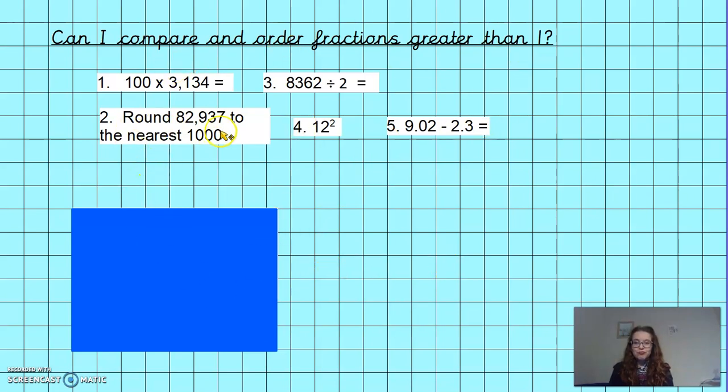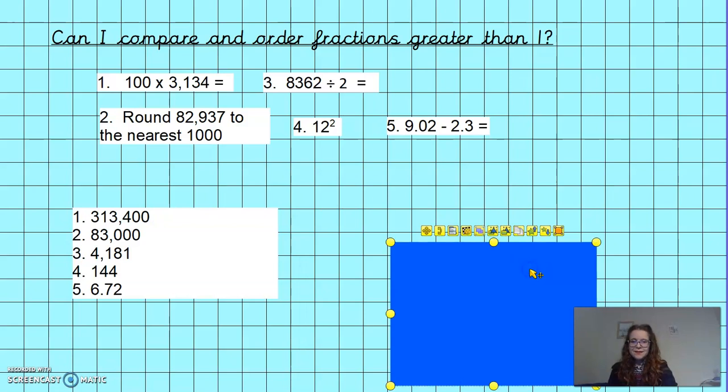Now remember back to our rounding knowledge, which place value column are you going to need to look at if you're rounding to the nearest 1000? And my top tip for this one would be to make sure you line up your numbers perfectly. Don't get confused with this cheeky 0. Okay, make sure you line them up perfectly.